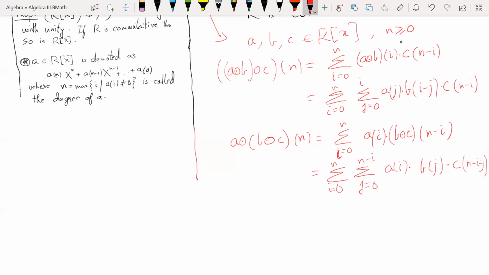Sir, in the first expression, you can write j equal to 0 to n and put an indicator j less than or equal to i, and then change the order of summation. So that will resolve the problem, because then both the upper bounds will be the same. The inner limits won't depend on the outer one, so you can change the order of summation then.